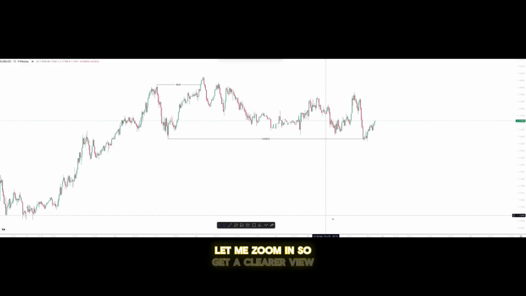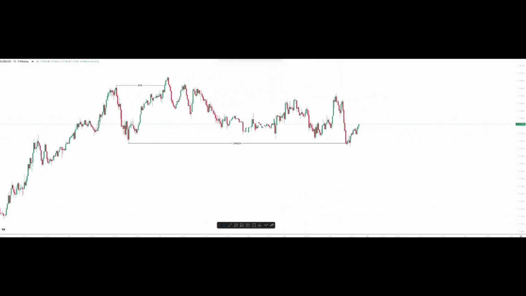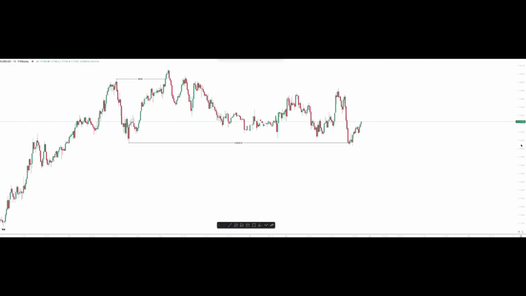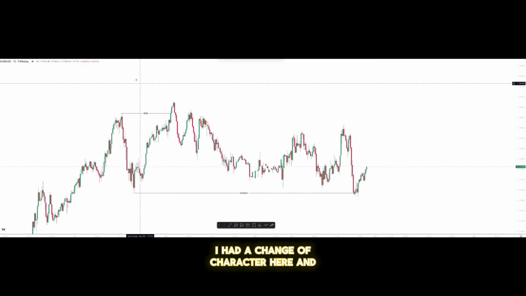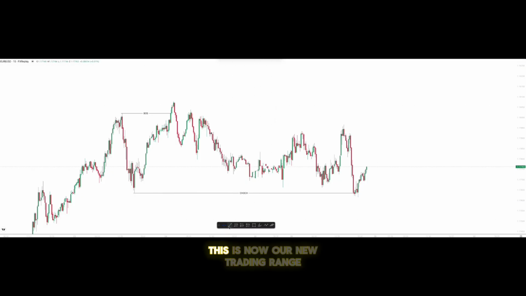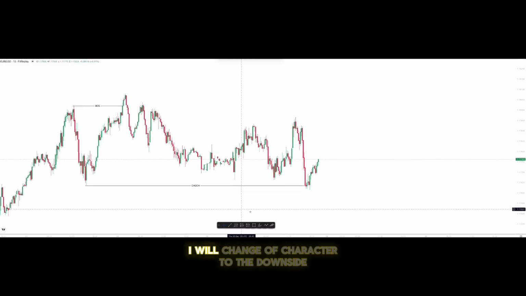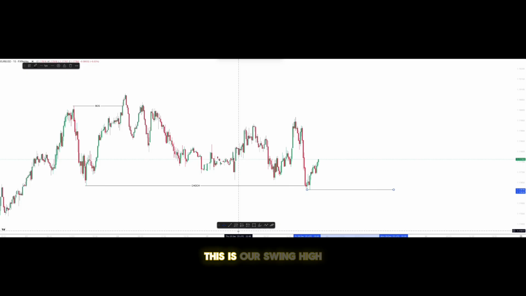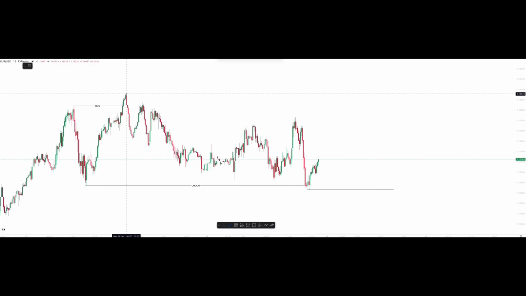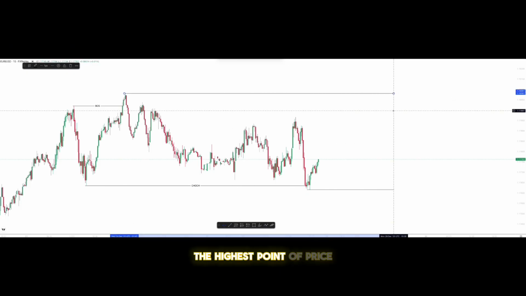Let me zoom in to get a clearer view. Okay, much better. We have a change of character here, and this is now our new trading range. Let's mark out our new trading range. We have a change of character to the downside. So this is our swing low, while this is our swing high, right? This is our swing high, the highest point of price.